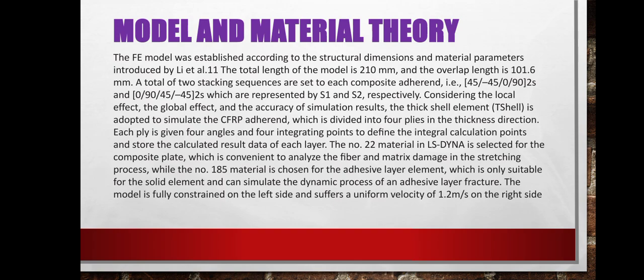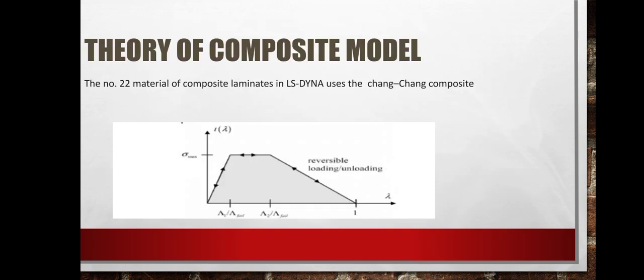The number 22 material is selected for the composite plate, which is convenient to analyze the fiber and matrix damage in a stretching process, while the number 185 material is chosen for the adhesive layer element, which is only suitable for solid element and can simulate the dynamic process of an adherent layer fracture. The model is fully constrained on the left, and suffers a uniform velocity of 1.2 meter per second on the right side. Theory of composite model.